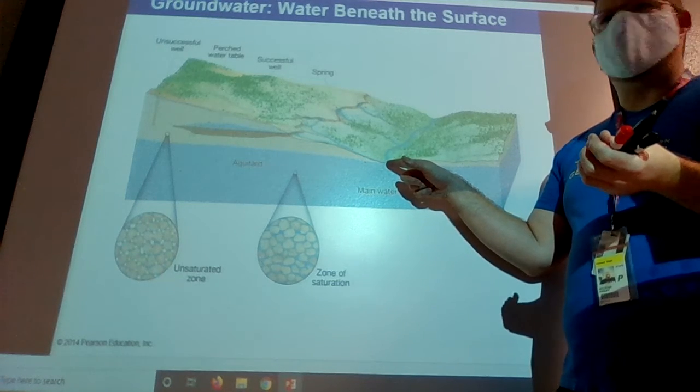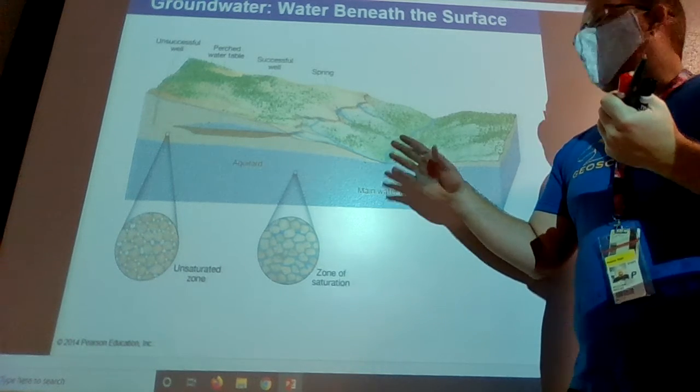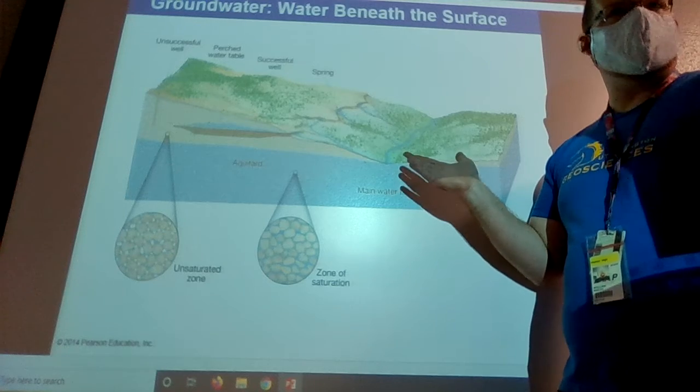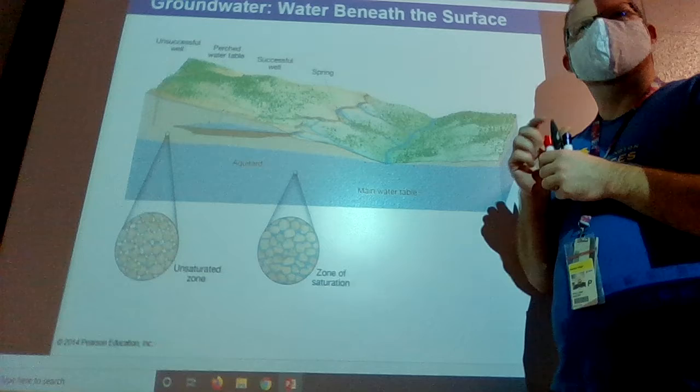So this is like a freshwater spring. This is a creek that really won't stop running until the water table gets completely decimated. We don't have a lot of these around here.